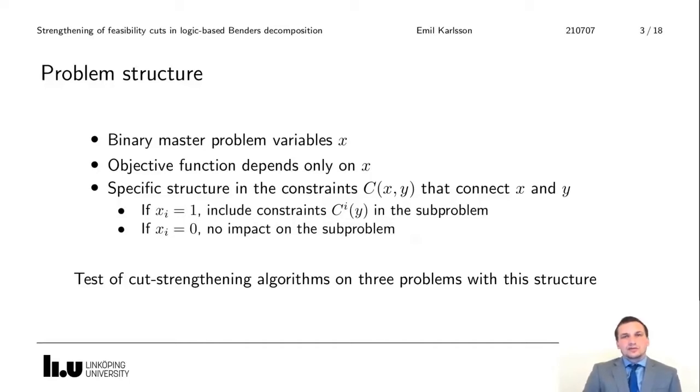This specific structure is such that if a master problem variable x_i is assigned to 1, there is a specific set of constraints C_i(y) that is included in the subproblem. But if the master problem variable is assigned to 0, there is no impact on the subproblem at all. And this holds for all the master problem variables in this decomposition. What we want to do is test different cut strengthening algorithms taken from the literature on three problems that have this structure.